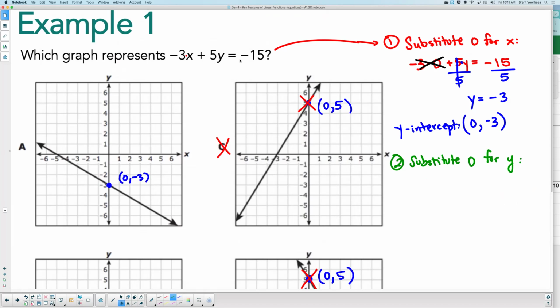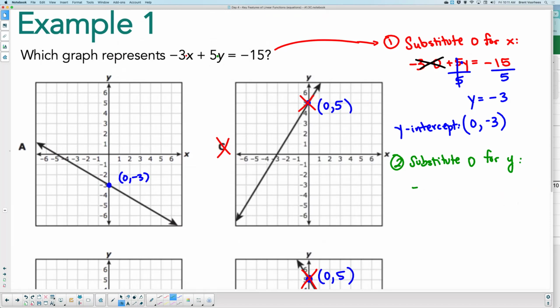So we're going to take our equation. The thing you have to observe is what is this positive 5 doing to the y? Adding, subtracting, multiplying, or dividing? Julia, stay with me, please. What's this positive 5 doing to the y? Multiplying. So when I substitute 0 here, I need to make it a multiplying by 0.